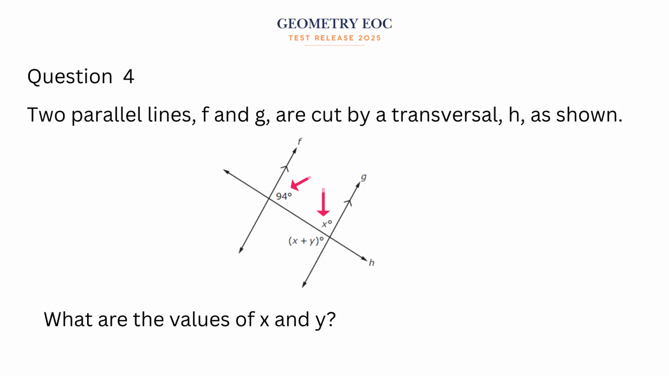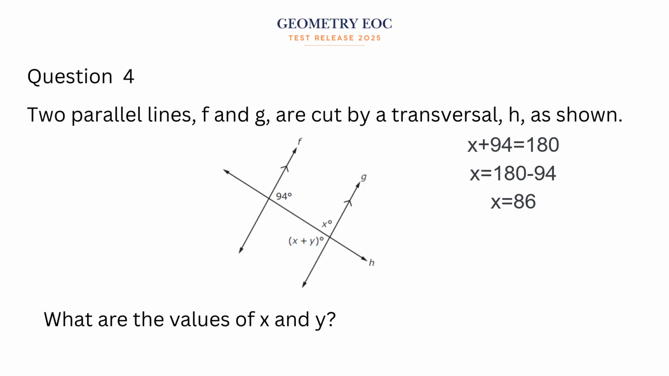So we can write x plus 94 equals 180. Now solve. x equals 180 minus 94. x equals 86. That's our first step.